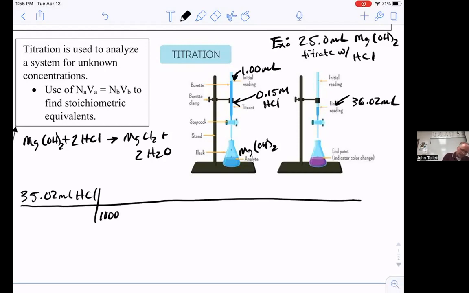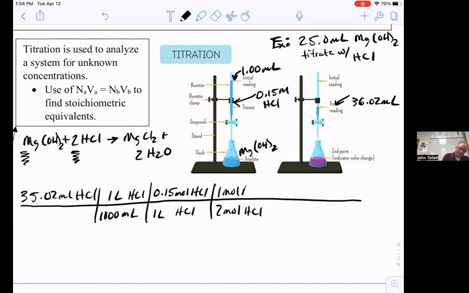To do that, I'm going to need to change these milliliters to liters. This is liters of HCl. At that point, I could use my concentration, which is 0.15 moles of HCl per 1 liter of HCl. And then I could do my mole-to-mole ratio. There are 2 moles of HCl from my balanced equation for every 1 mole of the magnesium hydroxide, Mg(OH)2. Oops, let me fix that real quick. So actually that's kind of the stoichiometry right there.